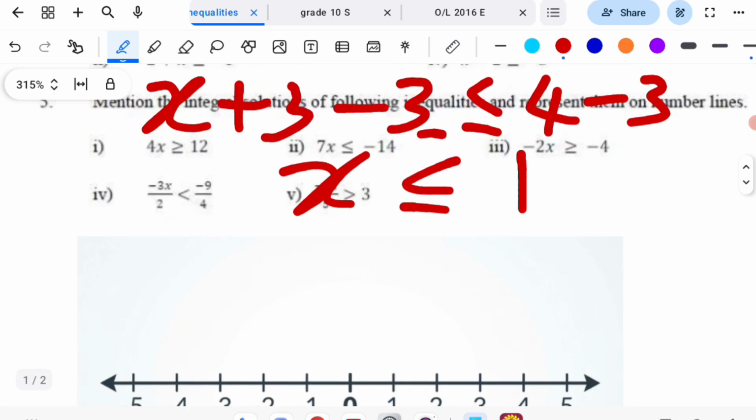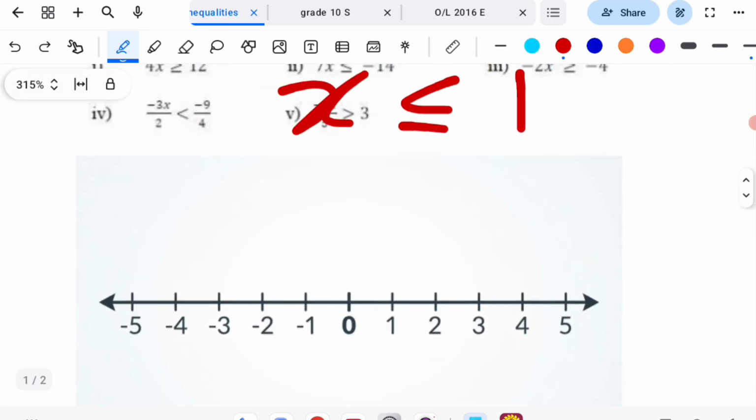There is an equal sign. Therefore, we have to take 1 and numbers less than 1: 1, 0, minus 1, minus 2, minus 3, minus 4, minus 5. Integral solutions.